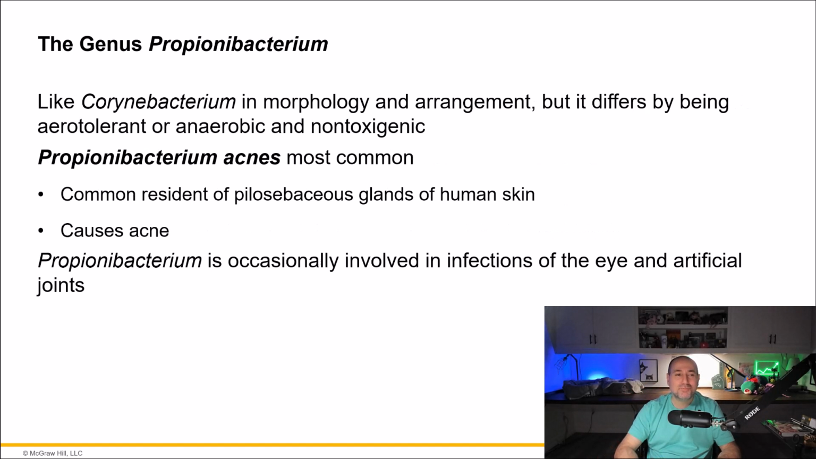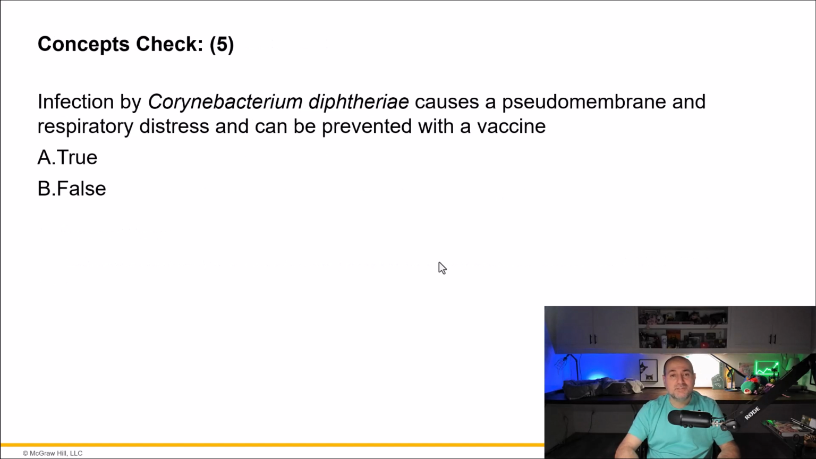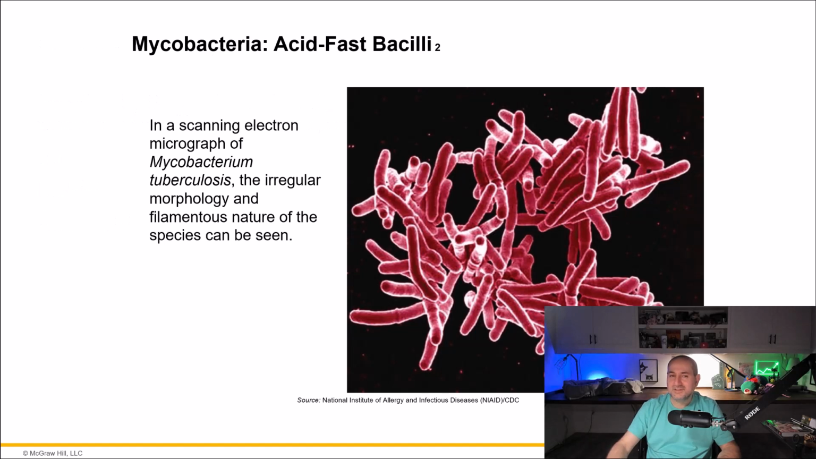And do you remember Propionibacterium acnes is the cause of acne? Corynebacterium diphtheriae causes pseudomembrane and respiratory distress and can be prevented with a vaccine. That is true. You should remember that. Then we talked about the Mycobacterium. Remember, these are bacteria that are called acid fast. These are the acid fast bacteria because they have this waxy structure in their cell wall called mycolic acids. And the one we talked about in detail was Mycobacterium tuberculosis.